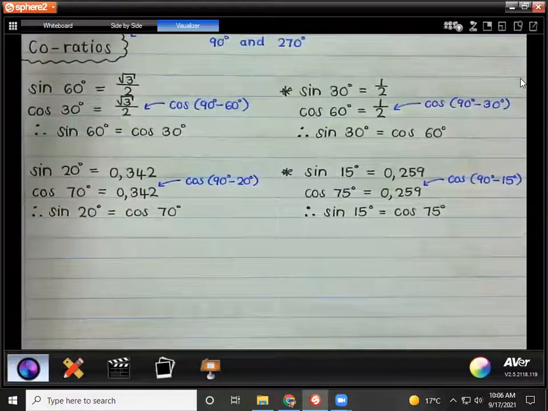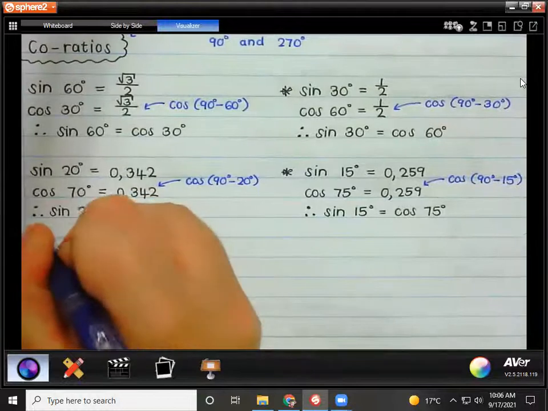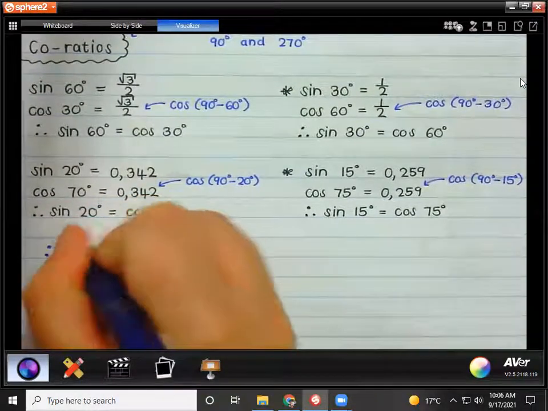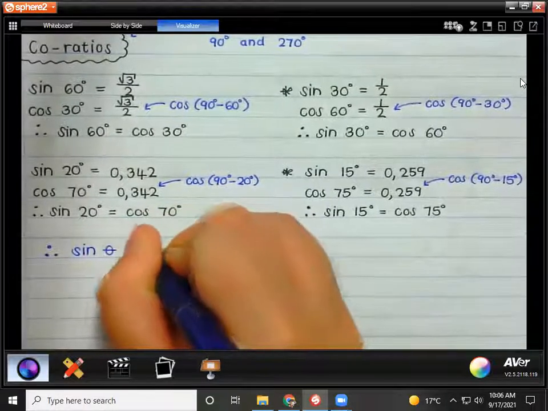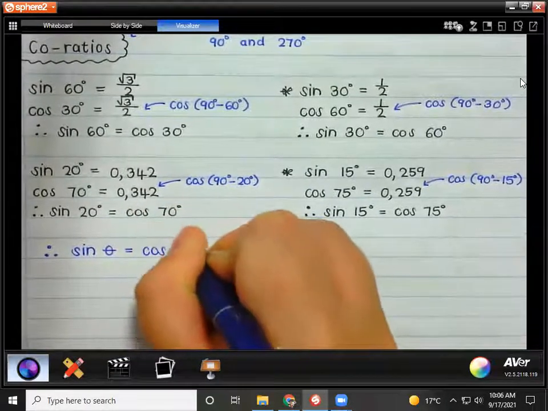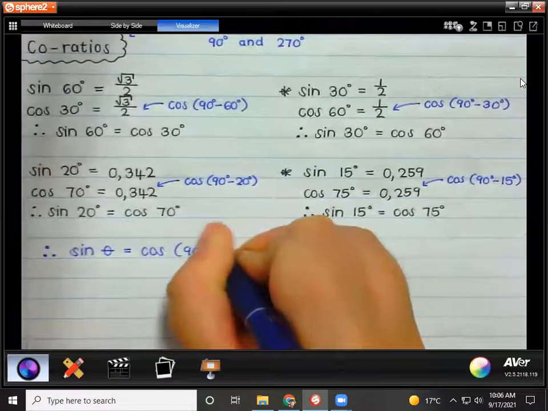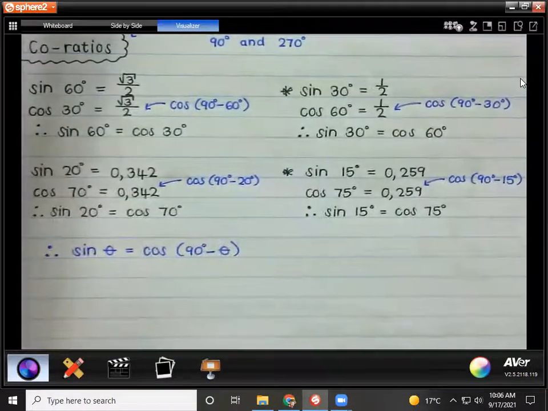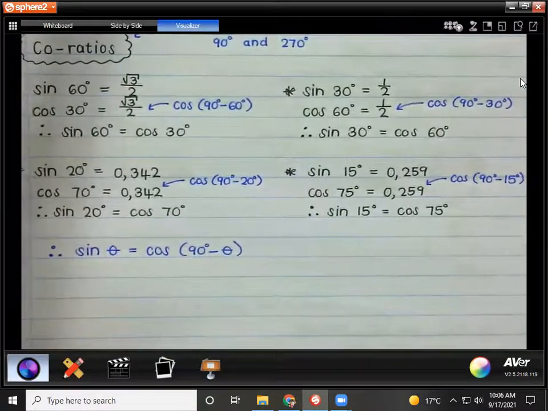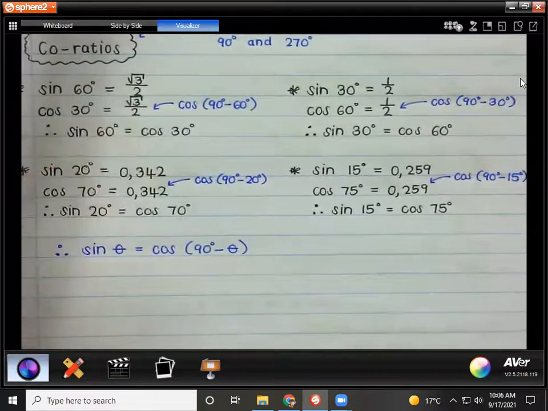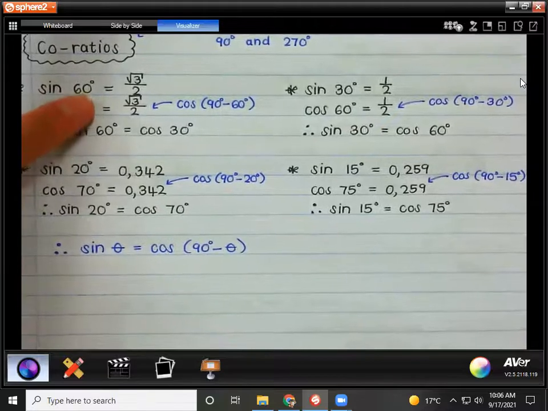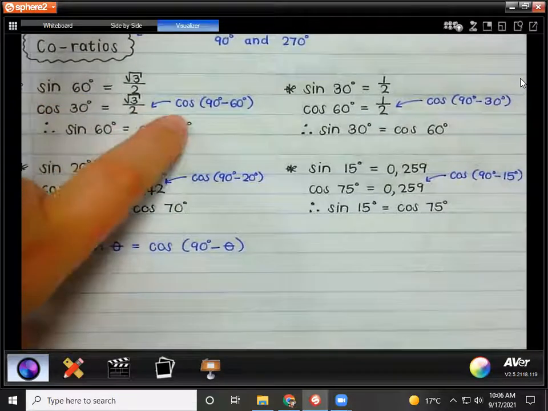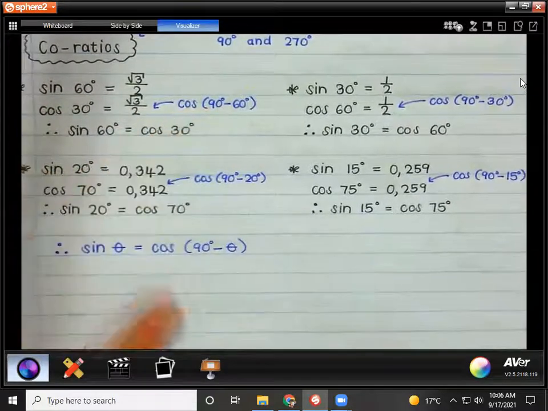Okay, so as a general rule, therefore, sine theta is equal to cos of 90 minus theta. See if that correlates to what we just wrote down in blue at the top. So if we're saying sine 60, then 60 is your theta, and that is equal to cos of 90 minus 60, 90 minus theta.